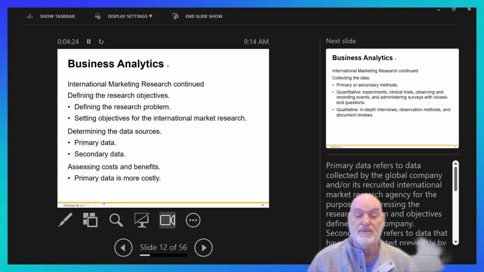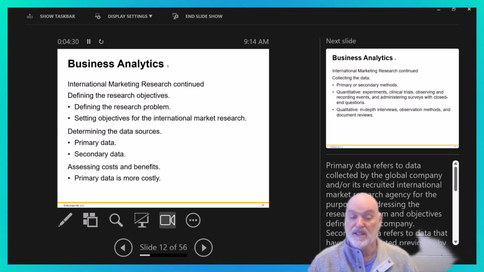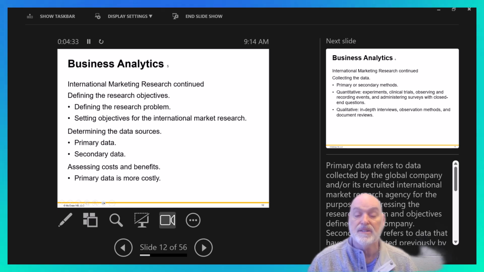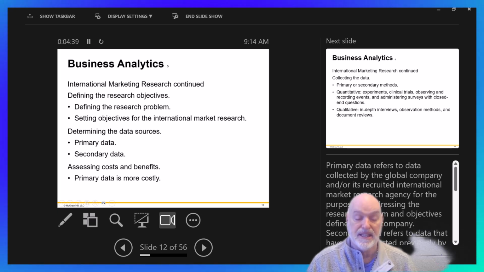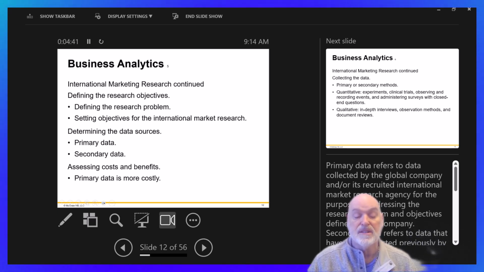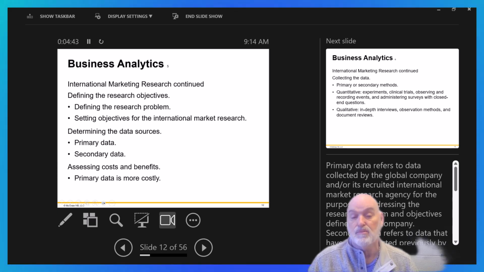Defining the research objectives. Well, defining the research problem. What is the problem? What are we trying to do here? That needs to be set out very clearly. Then setting the objectives for the market research. Then determining what the data sources are. What's the primary and secondary data? And then assessing the costs and benefits. Primary data is more costly.